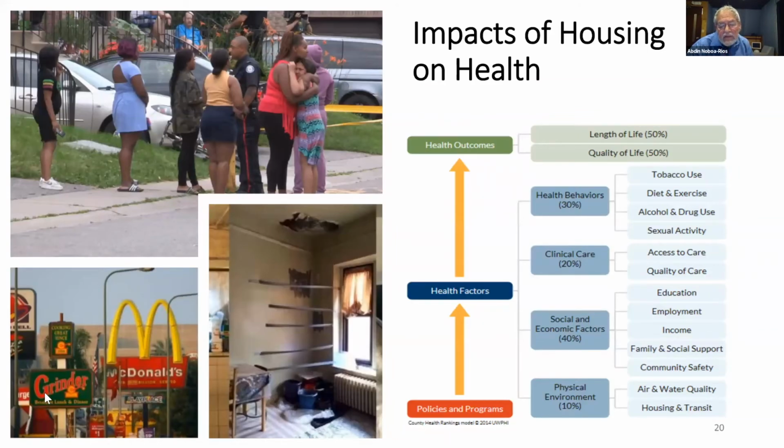And it shows how these differences are related dynamically. Reading from bottom to top on the left column of the graphics, policies and programs impact health factors, which in turn impact health outcomes. So as health outcomes indicate, length of life and quality of life can both be directly shortened or expanded by health behavior like tobacco use, diet and exercise, and the like.